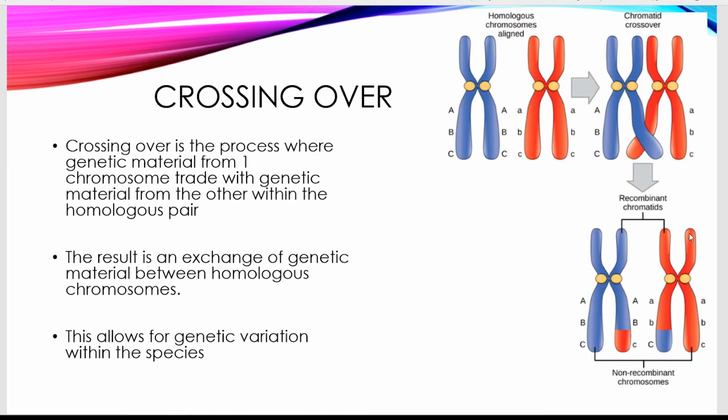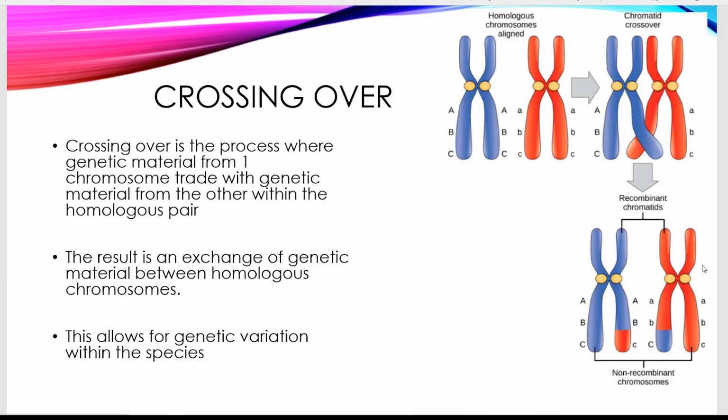So what I'm essentially saying is, when one of these chromosomes is going into the final egg cell or sperm cell, it's not going to be an exact copy from your mother or your father. It's going to be a combination of your mother and your father that is combined in a unique way. So the result is an exchange of genetic material, and it allows for genetic variation. This is very, very important. Genetic variation. The whole purpose of this is variation in the species.